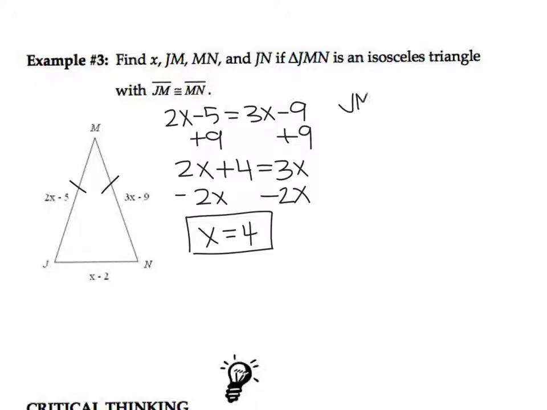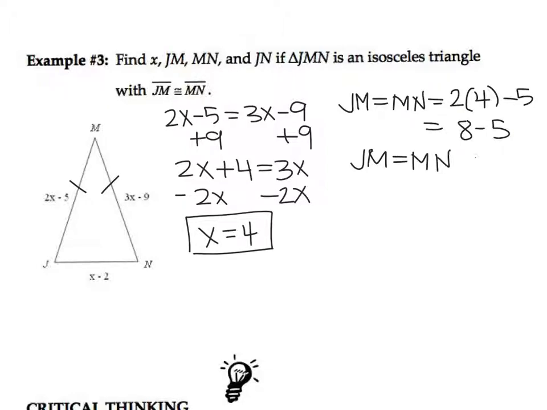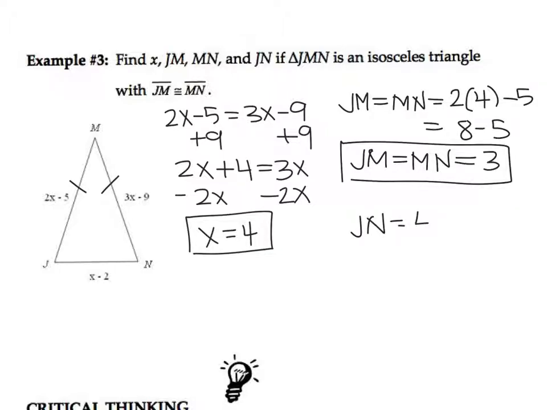So we know that JM equals MN, and let's go ahead and plug in x for the 2x minus 5. So 2 times 4 minus 5, which is going to give us 8 minus 5. So we get that JM and MN both have a length of 3. Then that just leaves us with JN to solve for. So JN equals x minus 2, so it's going to equal 4 minus 2, meaning that JN has a length of 2. And we have solved for all 3 sides of our isosceles triangle.